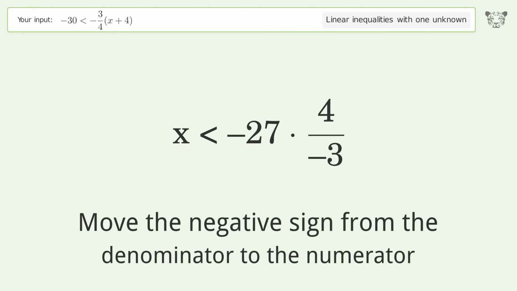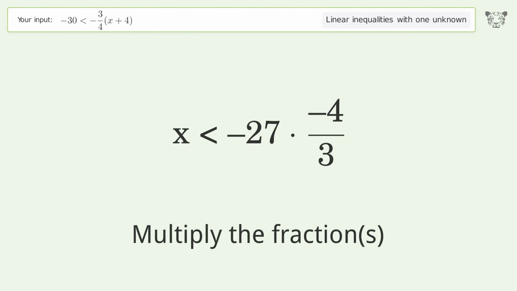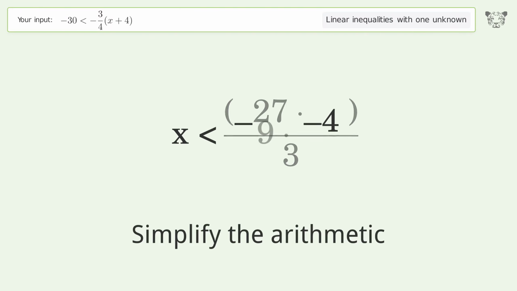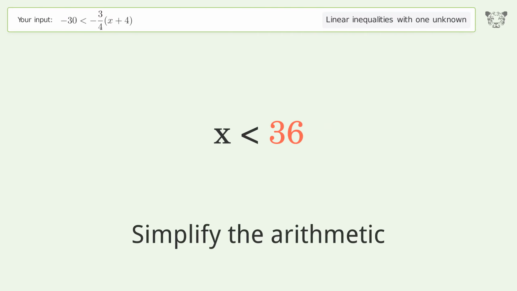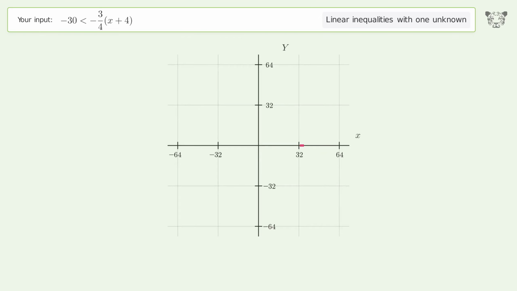Move the negative sign from the denominator to the numerator. Multiply the fractions. Simplify the arithmetic. Plot the solution on a coordinate grid. And so the final result is x smaller than 36.